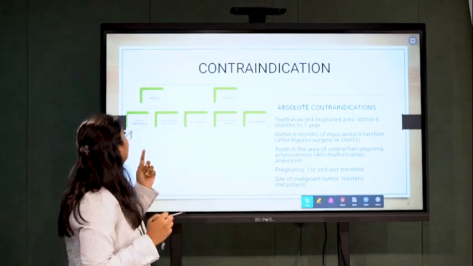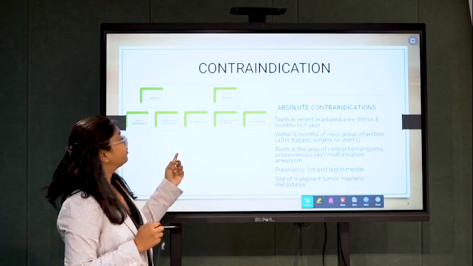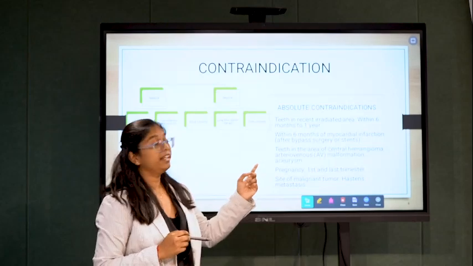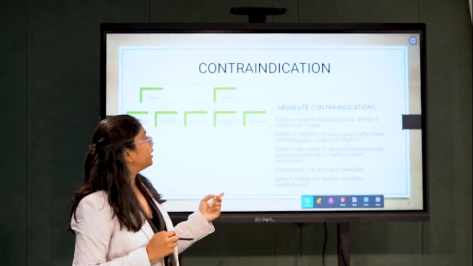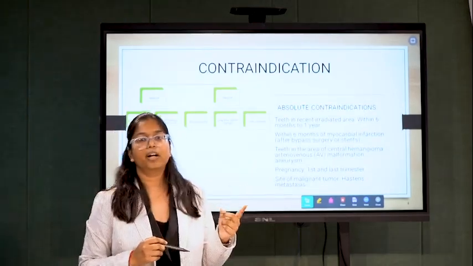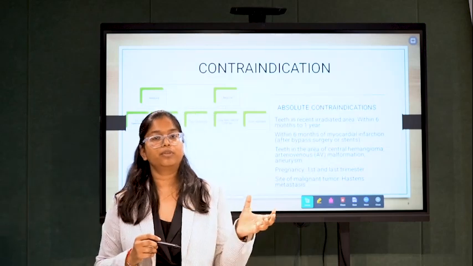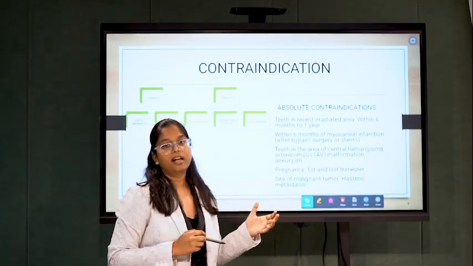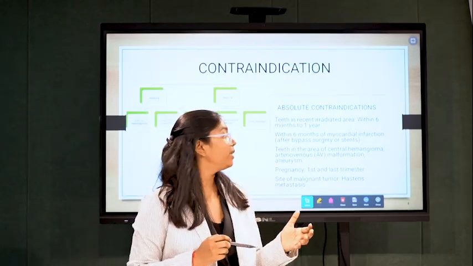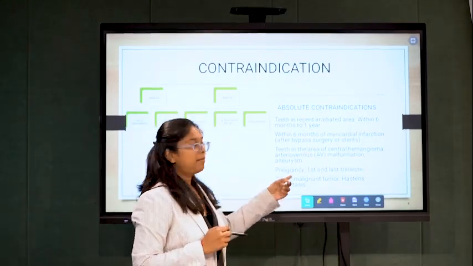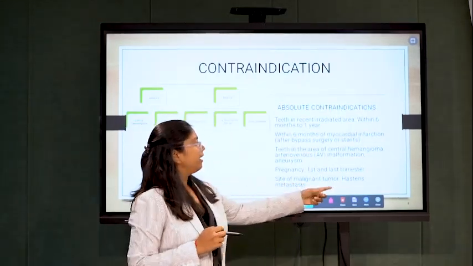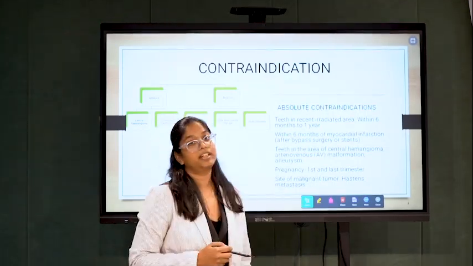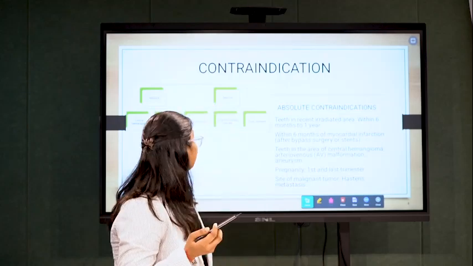So absolute, the certain contraindications are central hemangioma, because if the tooth is extracted there will be heavy bleeding. Then arteriovenous malformation, same heavy bleeding, and other absolute contraindications are teeth in irradiated area within 6 months to 1 year. Cases of myocardial infarction if the history is within 6 months, okay. In cases of first and last trimester of pregnancy, extraction has to be avoided because in first trimester there will be organogenesis and in last trimester there is risk of premature labor. And in cases of malignant tumor, which can hasten metastasis.